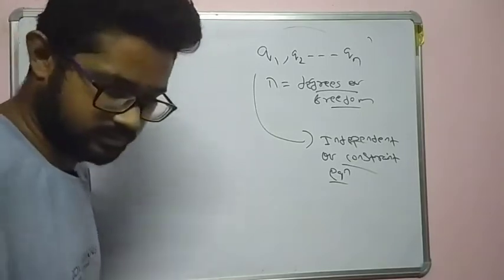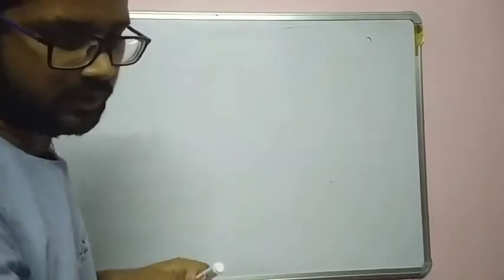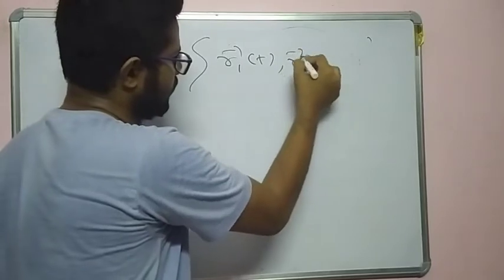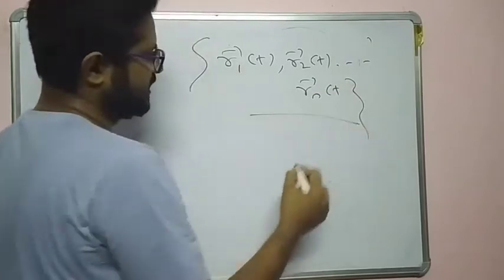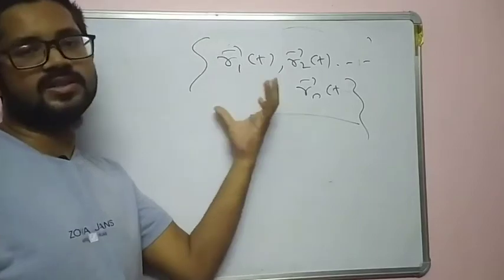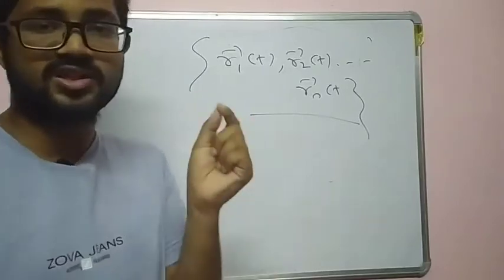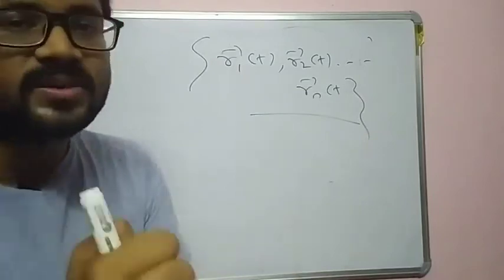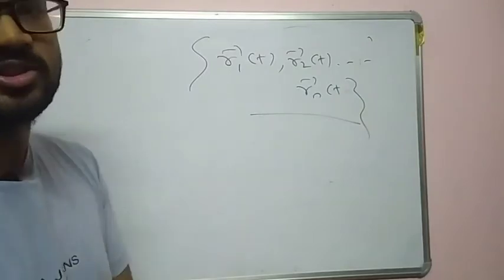Another thing that I forgot to tell you is that this set, r1 vector t, r2 vector t up to rn vector t, will satisfy the constraint equation. You have to understand this. So what is the constraint equation? In most cases, the constraint equation is holonomic. You have to get it. If time is there, it is rheonomous holonomic. In most situations you will get a holonomic constraint equation.